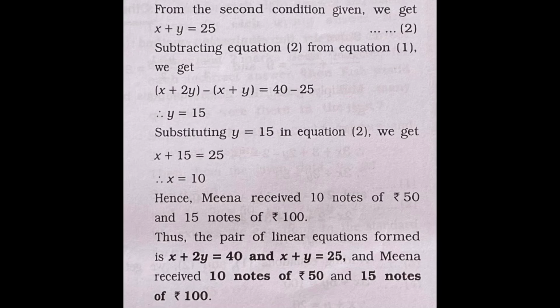Subtract equation 2 from equation 1. So we will get x plus 2y minus x plus y is equal to 40 minus 25. On solving we will get y is equal to 15. Now substituting value of y, that is y is equal to 15 in equation 2, we get x plus 15 is equal to 25. So x is equal to 10. Hence Meena received 10 notes of rupees 50 and 15 notes of rupees 100.